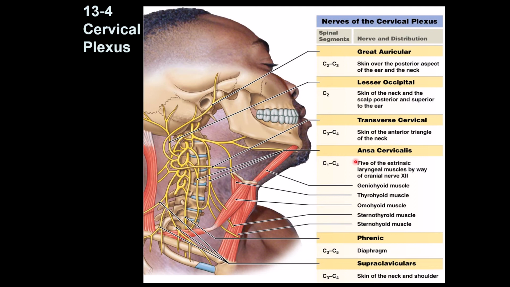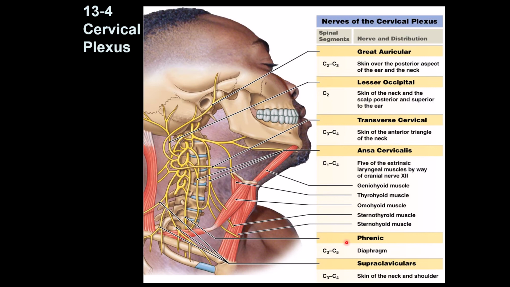One is called ansa cervicalis, and these are the muscles that are supplied by ansa cervicalis. This is the geniohyoid, from the genio of the mandible all the way to the hyoid bone. This is omohyoid, this is the sternohyoid, this is the thyrohyoid, and sternothyroid. So there are a few muscles that are supplied by ansa cervicalis.